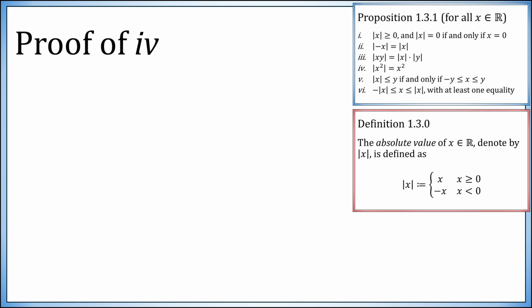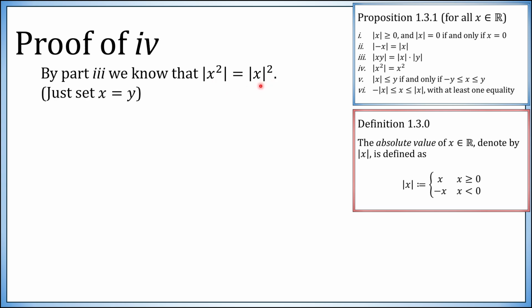So we can move on to item 4. By the third item, we know that the absolute value of x times x is equal to the absolute value of x times the absolute value of x. So we can start off right here. Now, if x is bigger than or equal to 0, this absolute value is itself. So the absolute value of x squared is just absolute value of x, aka x times x, aka x squared.